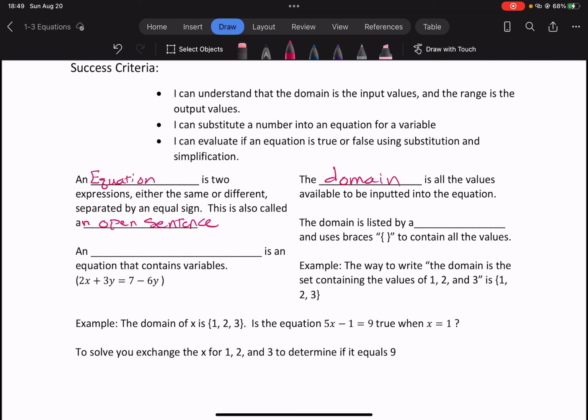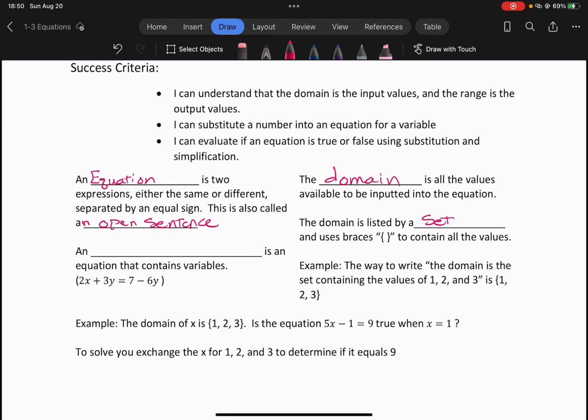So sometimes the domain can be limited depending on what kind of thing you can do with that. A domain is listed by a set, and a set uses braces to contain all the values. So it's kind of like the domain is the set, and this is what a set would look like with the domain values. So let's go back here.